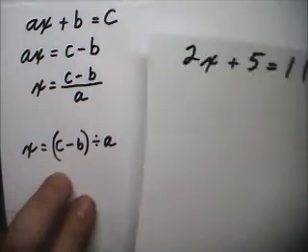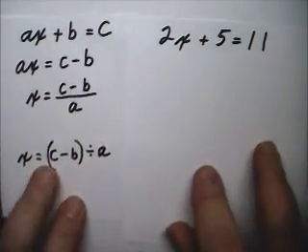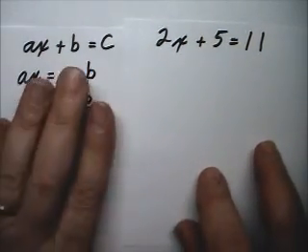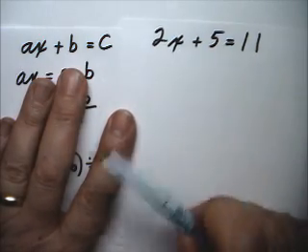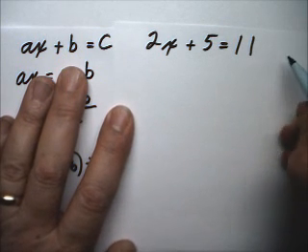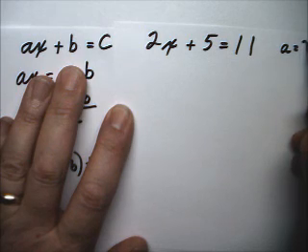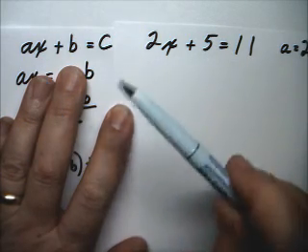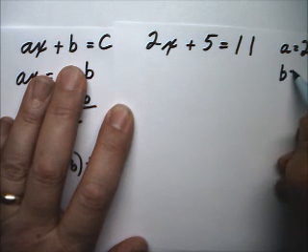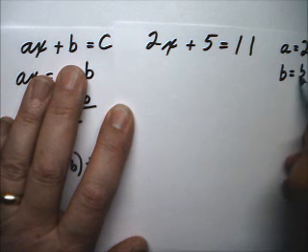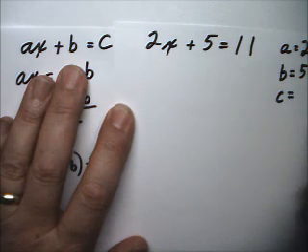Now, the second part of this question is to use this to solve this. Well, we'll go back to ax plus b equals c. And how does that relate to this? Well, this means that a is equal to 2. See, a is the letter multiplying the x, and it's the 2 that's multiplying the x. In this equation, b is equal to 5, and c is equal to 11.